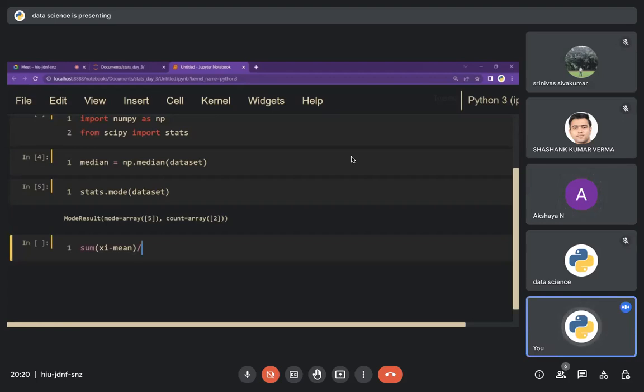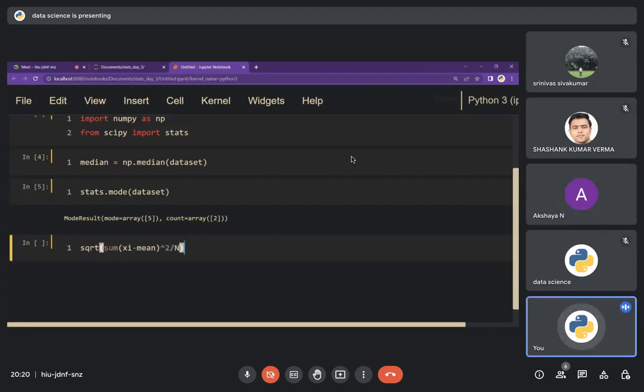Oh, I made one mistake. Here there should be the square root. First the square of something, and then divide by n, and then the square root of the whole thing. I'm writing SQRT, so just try to understand. This is the square root.